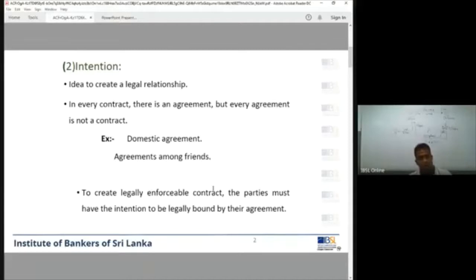A domestic agreement will not convert to a legally enforceable contract because the parties, the offeror and the offeree, do not have the intention to create a legally enforceable contract. So intention is not there.